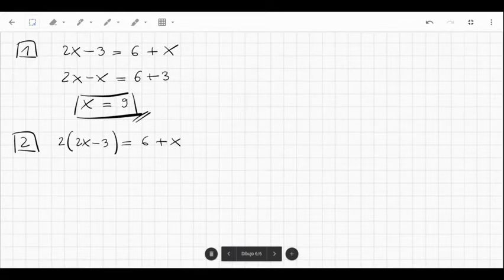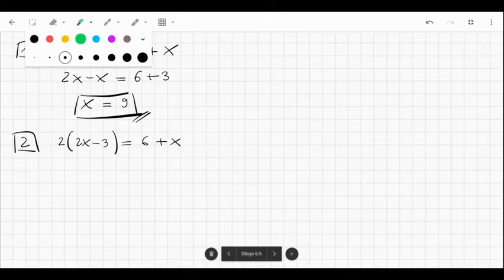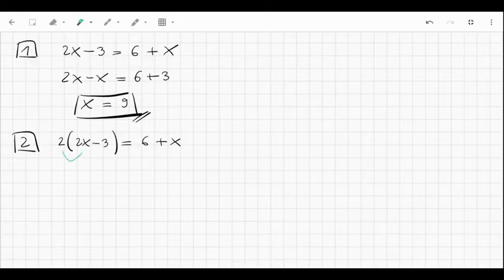Very similarly, we have a multiplication in the first place. So to solve this multiplication, always remember that you have to multiply this times this one and this times this one. And we have to take into account the rule of signs. So 2 times 2x is 4x and 2 times minus 3 is minus 6. Okay, always remember that. And then 6 plus x.